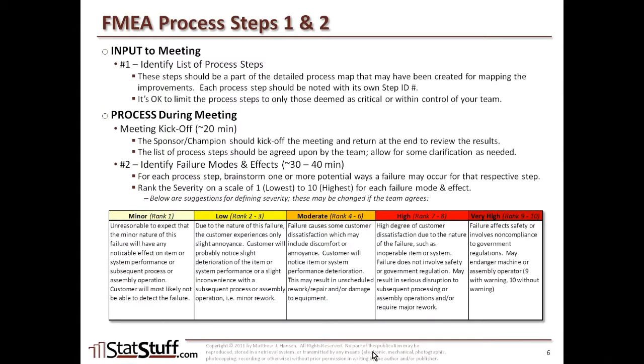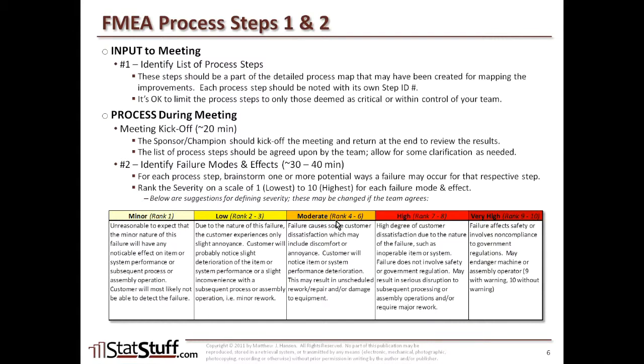Now let's walk through all of these. First of all, from a minor perspective, this is where you might give it a value of 1. This is something where it might be unreasonable to expect that the minor nature of this failure will have any noticeable effect on item or system performance or subsequent process or assembly operation. The customer will most likely not be able to even detect this failure. That might give it a level of 1. For a rank of 2 or 3, something a little bit more severe, due to the nature of this failure, the customer experiences only slight annoyance. The customer will probably notice slight deterioration of the item or system performance, or a slight inconvenience with a subsequent process or assembly operation, like minor rework.